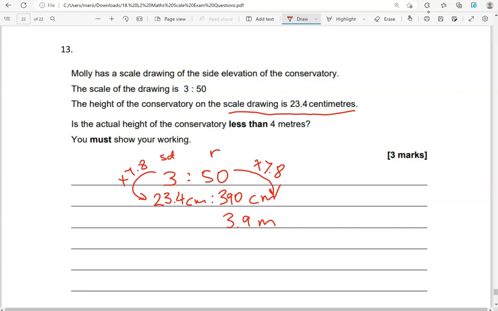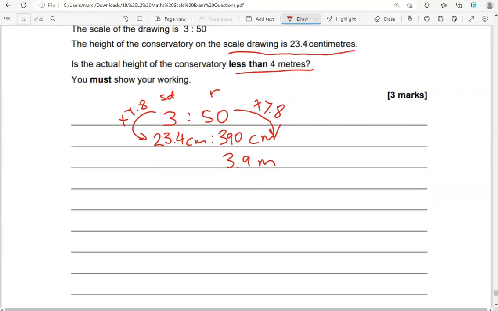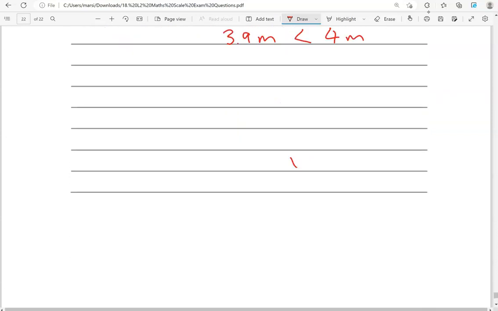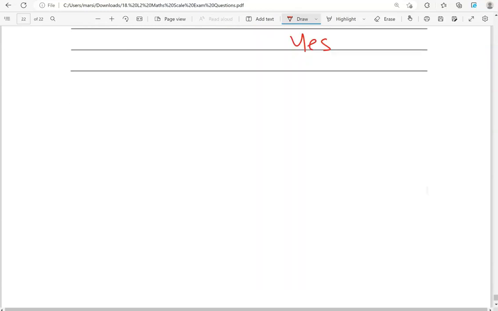So is the actual height of the conservatory less than 4 meters? Yes, it is, because it's 3.9 and that is less than 4 meters. So we're going to say yes. And that's the end of the questions.